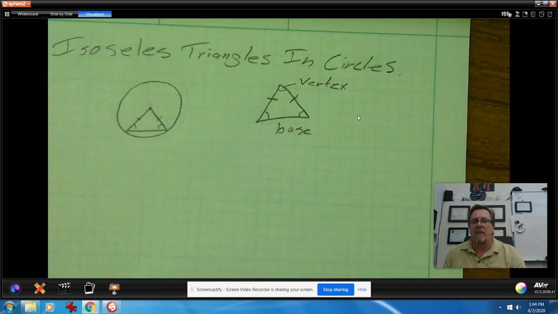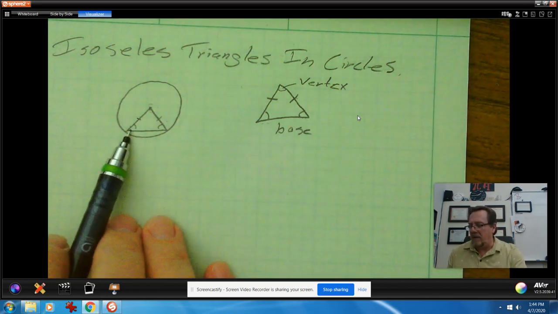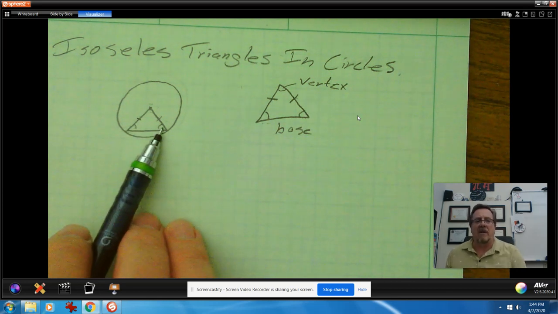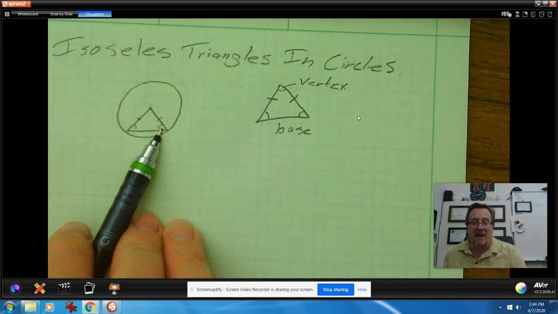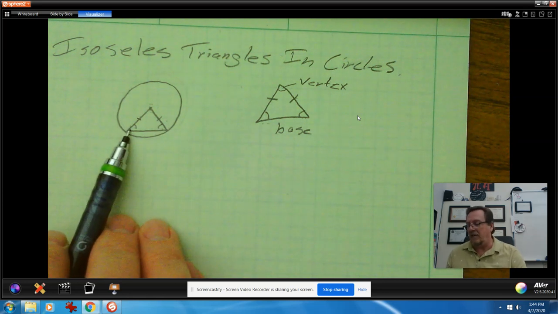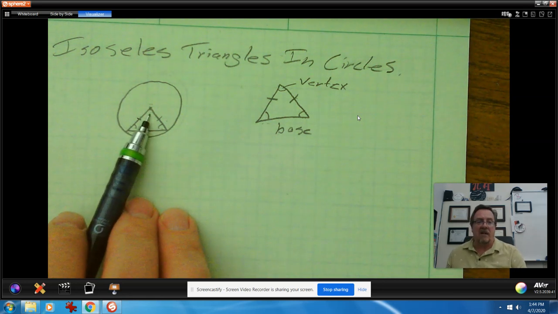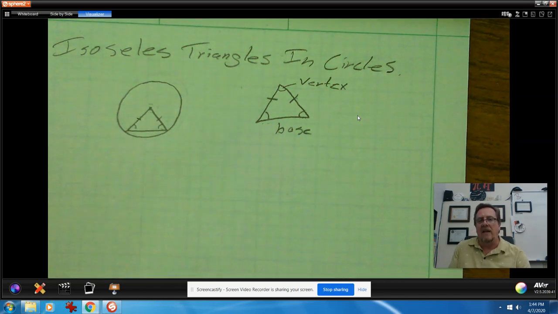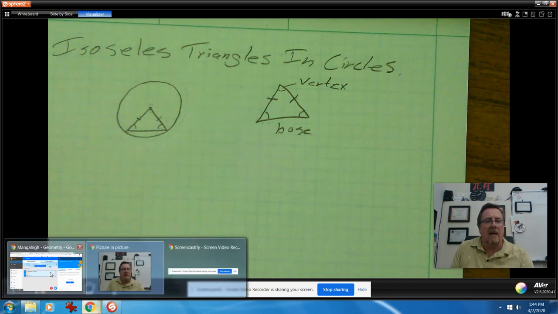That's the perimeter. And we know that since the base angles are the same and the angles all have to add up to 180, if we knew one of the base angles, we'd know the other base angle because they're the same. And if we knew one base angle, we would know maybe the vertex angle as well, because we could just double the base angle, subtract from 180 to get the vertex. Let me show you how some of this works on Manga High.